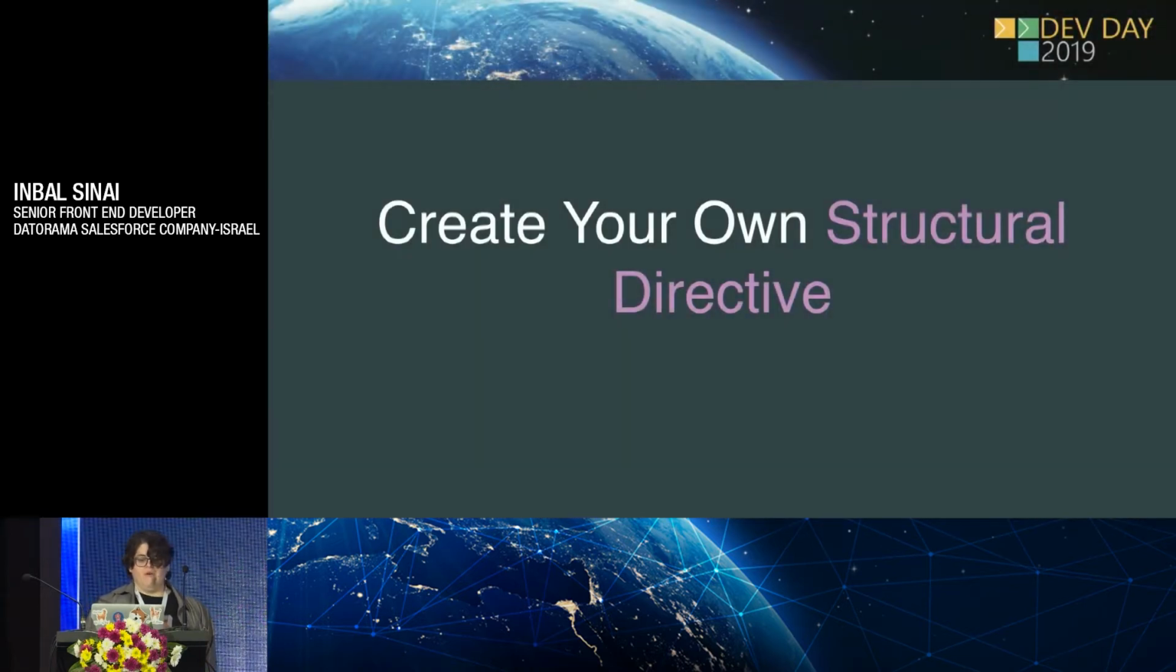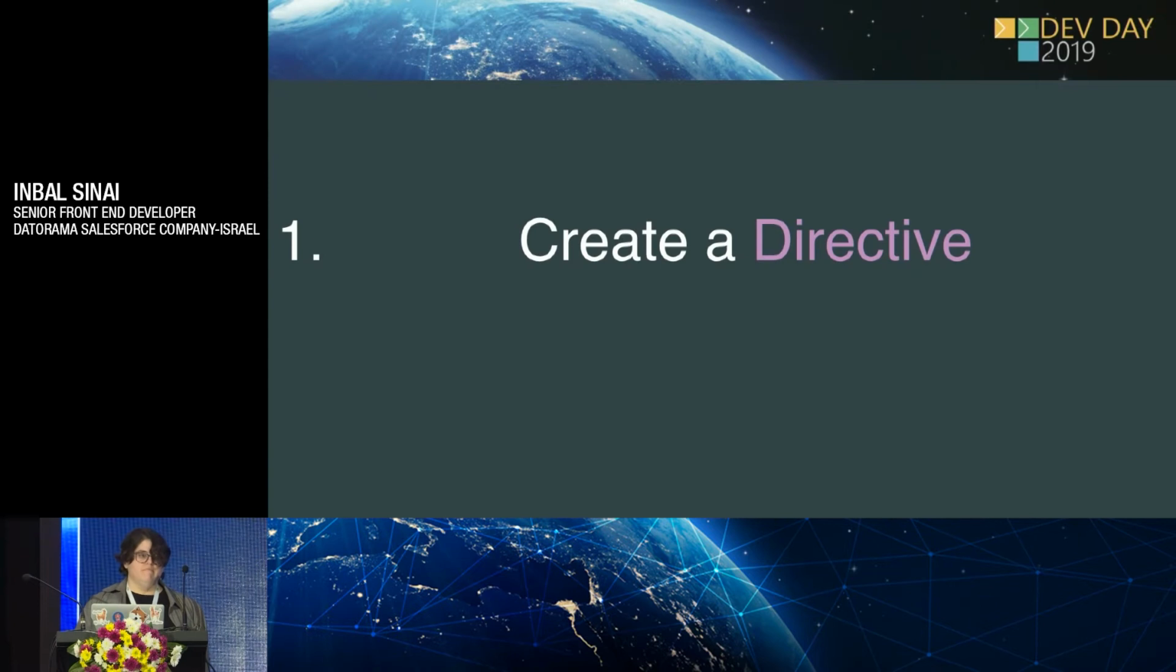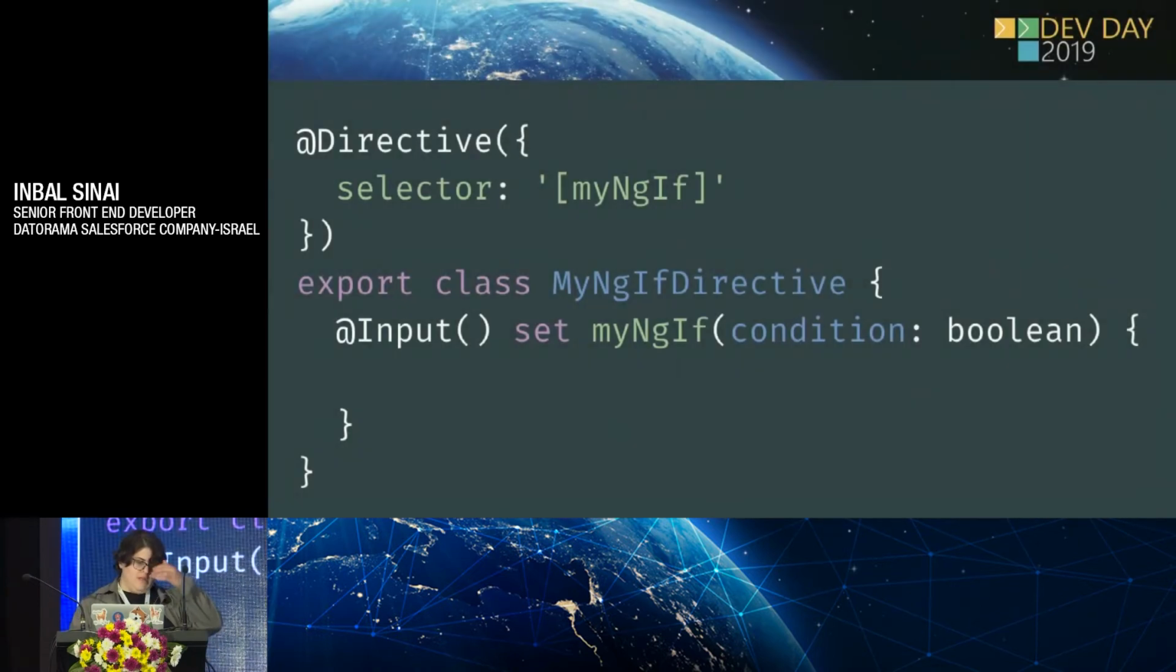Let's try and create our own structural directive from scratch, step by step. Step 1, create a directive. So we've created a directive called myNgIf, which is basically a simple version of the ngIf directive we're all familiar with in Angular. We define the selector, like any other directive, and we define an input, which receives a Boolean value, which determines whether the host component should be rendered or not.